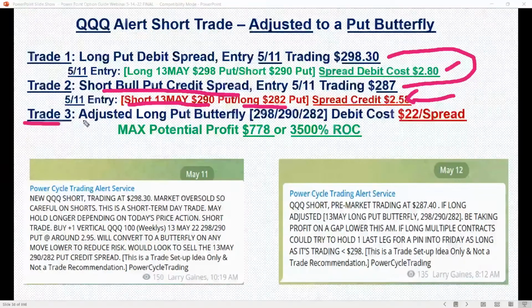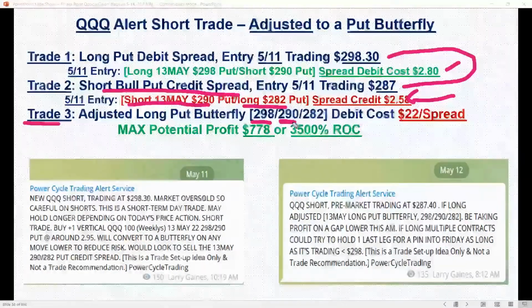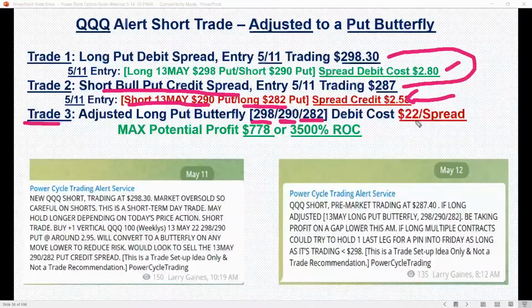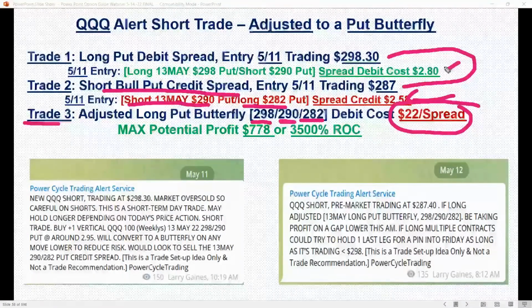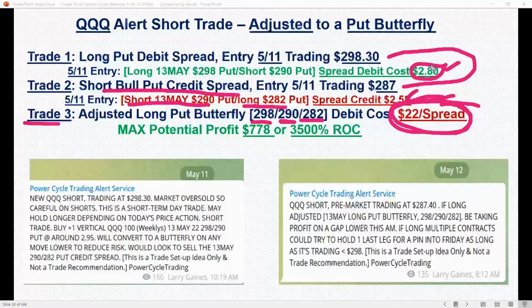So now we ended up with trade 3. We have an adjusted long put butterfly where we're long the 298, short the 290, short the 290, long the 282. Now our total cost of the trade has gone down to just $22. We started with $280 of risk. Now we're with $22 of risk on this trade. So it's like controlling 100 shares. We're controlling that 100 shares, not for $10,000 or whatever it might be, but we're controlling the 100 shares for $22.